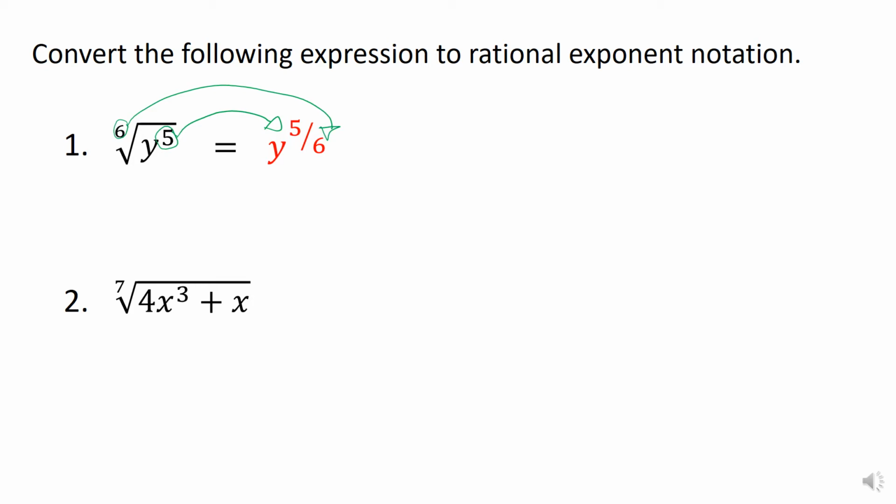Now number 2 is a little different. It's the 7th root of 4x cubed plus x. And here, notice that this 4x cubed plus x is all raised to the 1st power. So in our answer, we have to make sure that we put that entire piece in parentheses and raise it to the 1/7. So make sure your parentheses are there, otherwise that's not going to be the same thing.